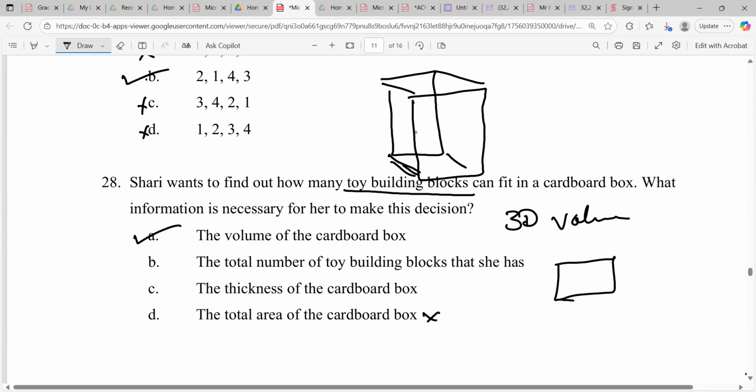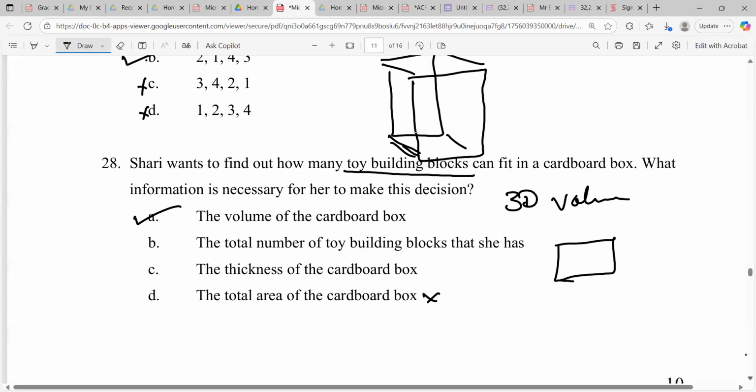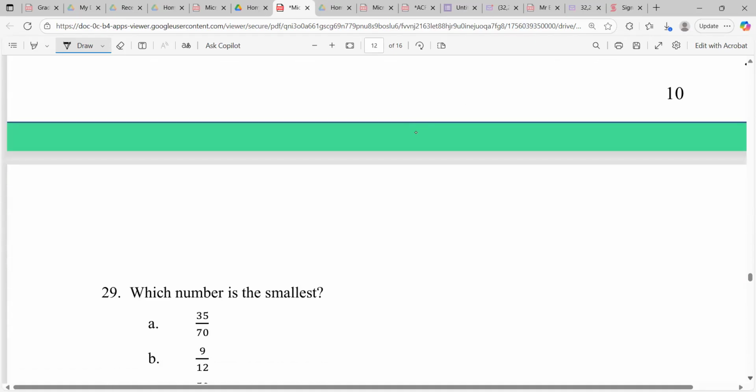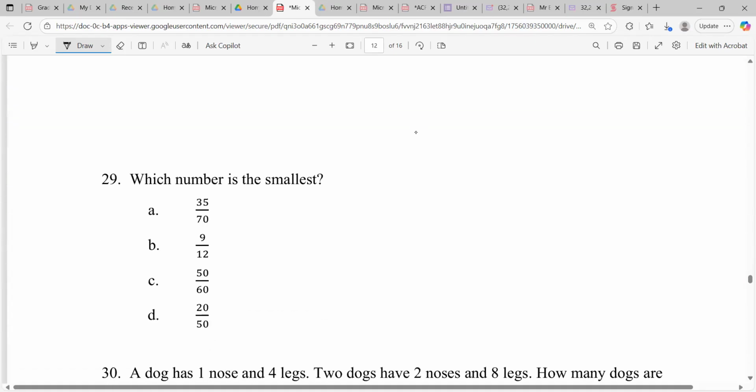So that one, you guys, volume is a part of our syllabus. So we'll be doing that soon, guys. We have to do perimeter and area first. All right. Which number is the smallest? Good luck with this one as well.